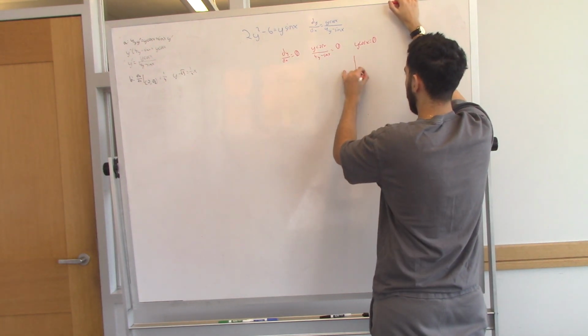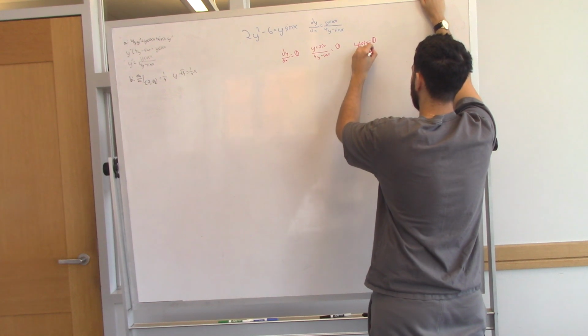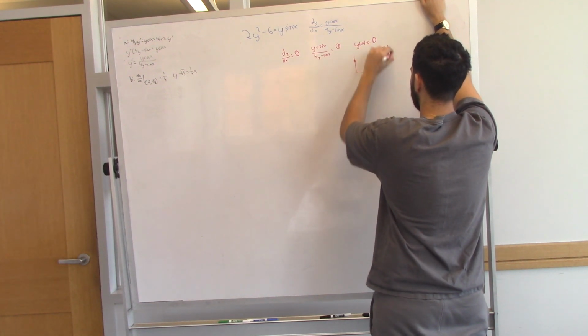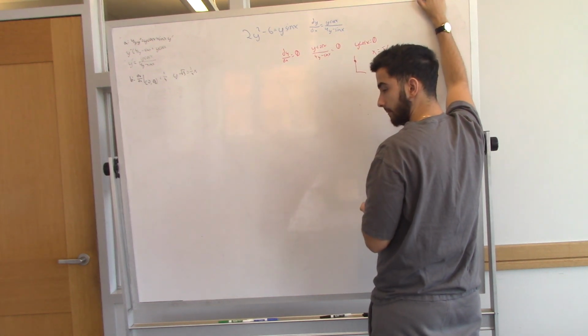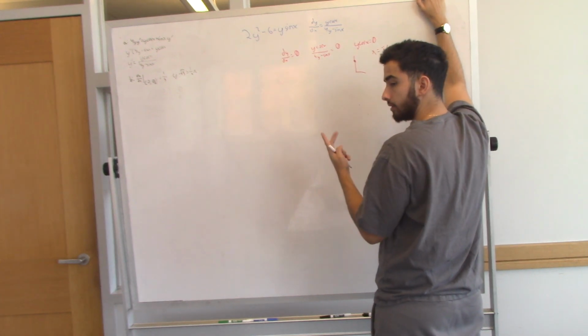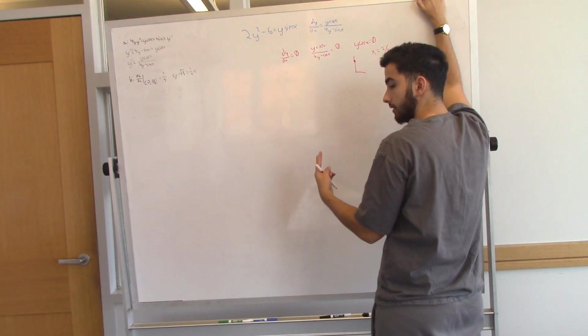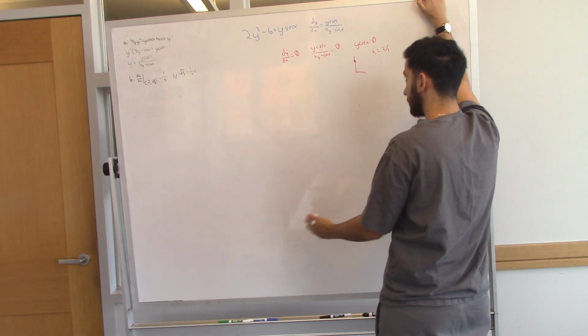Well, that's going to happen somewhere up here. That's going to be pi over 2. So x is pi over 2. Alright? Now, we have to check two things. First, that this point exists on the graph. And second, that y is positive at this value.